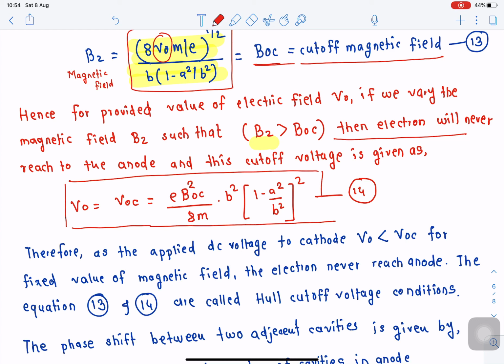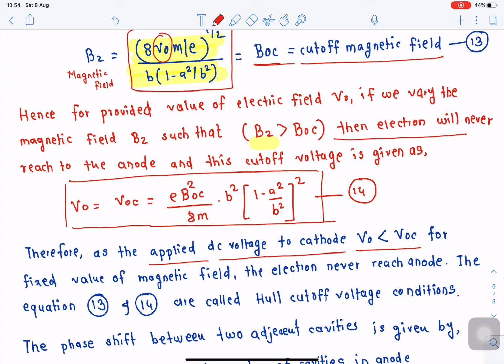What we are going to do is vary the electric field while we maintain the minimum cutoff voltage condition for the magnetic field. Therefore, if we maintain the applied DC voltage V0 lesser than the value given in equation number 4, oppositely, right? So there are two simultaneous conditions.